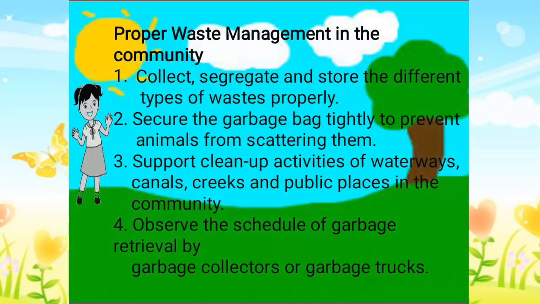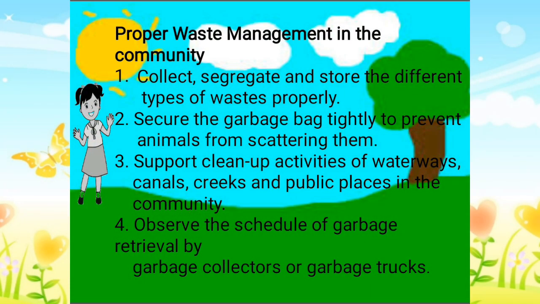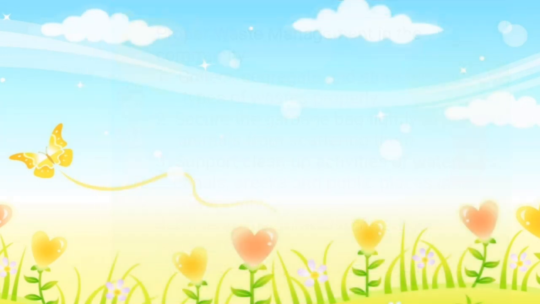For the proper waste management in the community, number 1, collect, segregate, and store the different types of waste properly. Number 2, secure the garbage bag tightly to prevent animals from scattering them. Number 3, support cleanup activities of waterways, canals, creeks, and public places in the community. And number 4, observe the schedule of garbage retrieval by garbage collectors or garbage trucks.